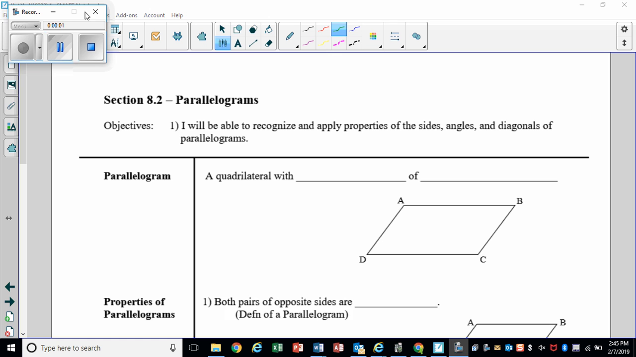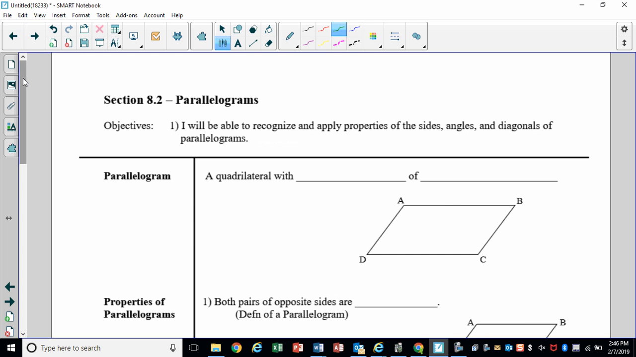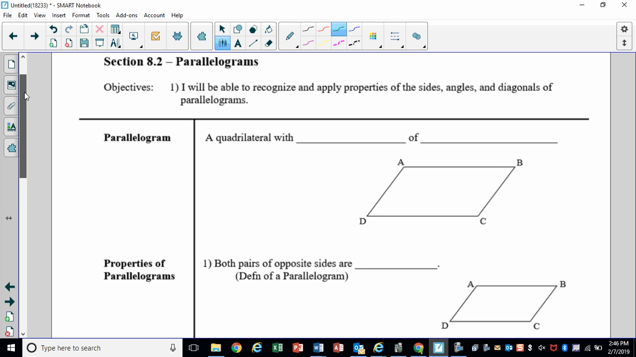We are going to do day 2 of the notes, which is all about parallelograms. It looks like a 2-day lesson. So day 2, section 8.3 talks about tests of a parallelogram. That doesn't require a lot of writing, but this is the one I really need you guys to know and understand, because parallelogram is a foundation for all quadrilaterals that we're going to be talking about.